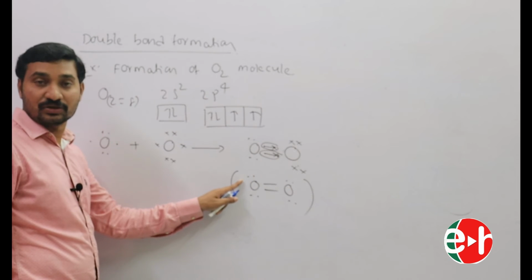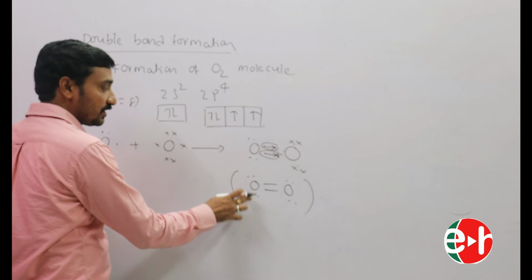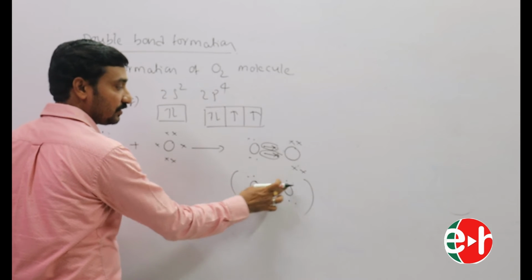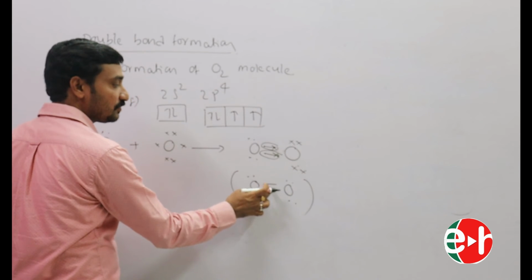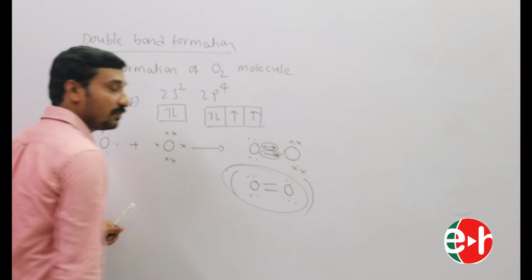Two lone pairs on each oxygen atom. Now each oxygen atom gets an octet. 2 plus 2 is 4, 4 plus 2 is 6, 6 plus 2 is 8; 2 plus 2 is 4, 4 plus 2 is 6, 6 plus 2 is 8. Each oxygen gets an octet. So this is the formation of a double bond.